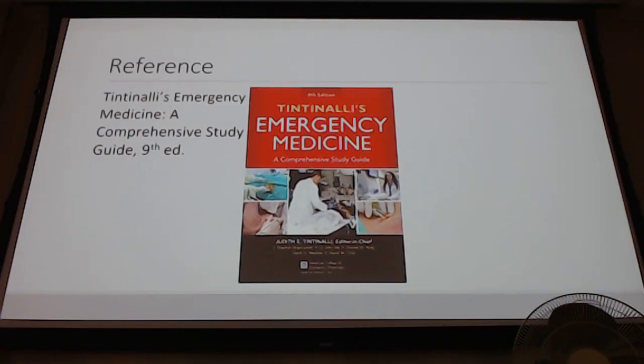There's the good old Tintinalli reference that nobody's probably opened, which is fine. The only guy opened it, and I thought either. But for our fellowship, we had to use it.